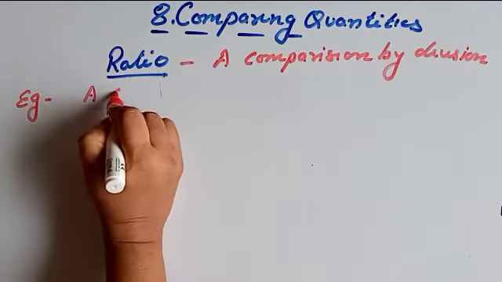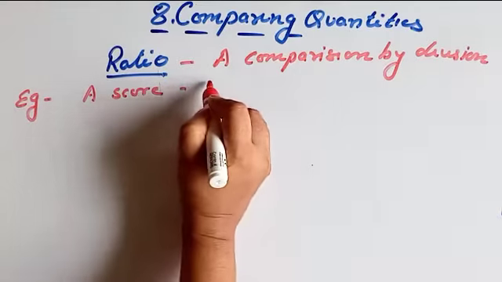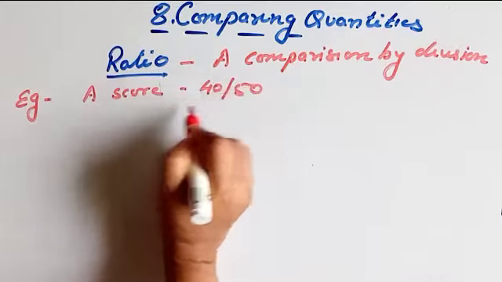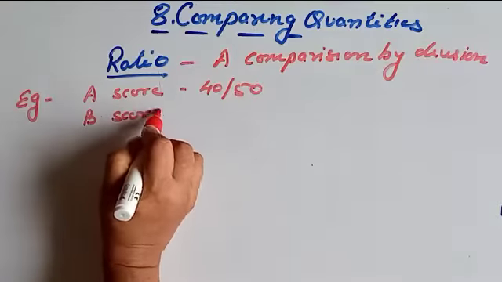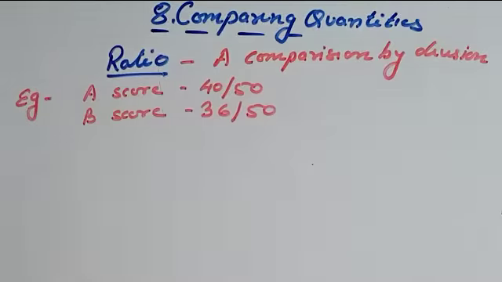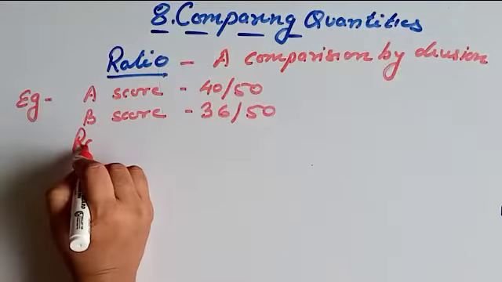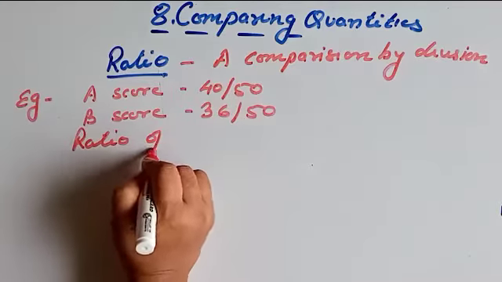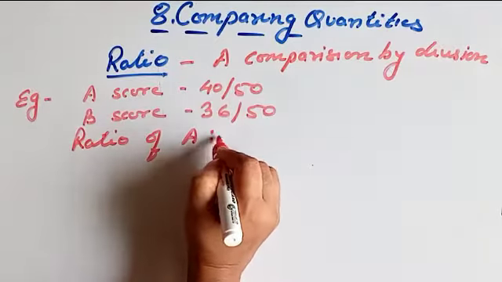Suppose A scored 40 marks out of 50 and B scored 36 marks out of 50. These are the marks of two students, A and B. Now the ratio of A to B.